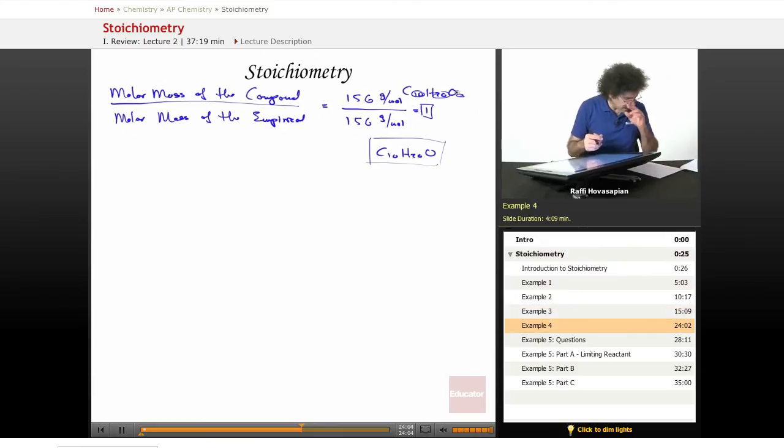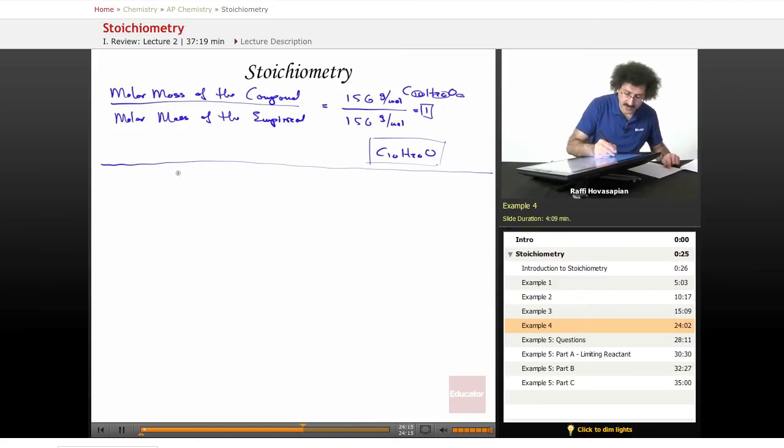So let's do a stoichiometric calculation based on an equation. The fermentation of glucose produces ethyl alcohol and carbon dioxide according to the following equation. C6H12O6, and fermentation, so no oxygen involved, goes to 2 C2H5OH plus 2 CO2.